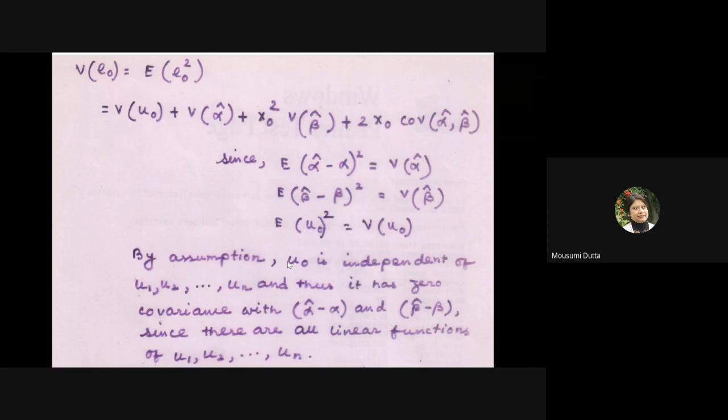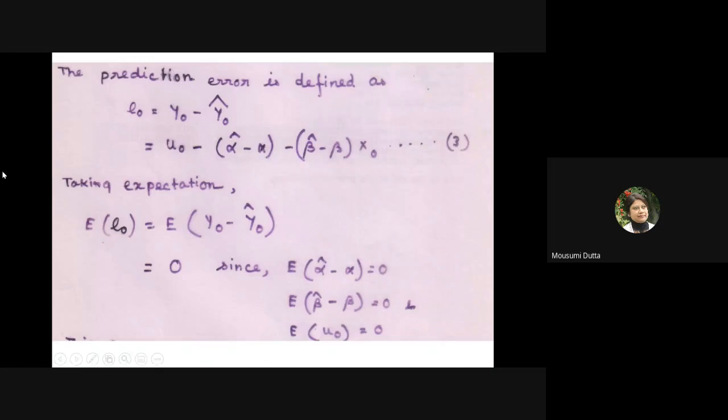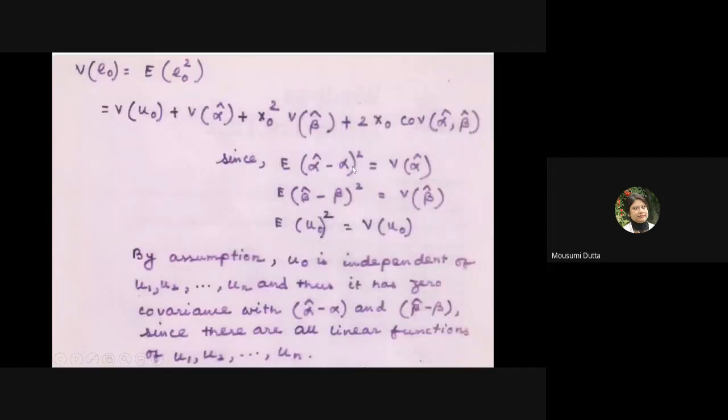Next, we calculate the variance of E naught, which is the expectation of E naught square. E naught is basically this, so we will get the variance of U naught plus the variance of these two terms, then the covariance between U naught and these and between these terms. So three covariance terms will be there along with three variance terms. The variance terms are the variance of U naught plus the variance of alpha hat plus x naught square times the variance of beta hat.